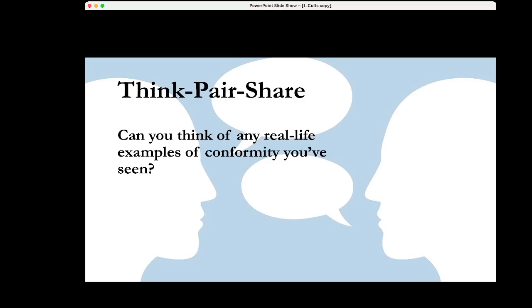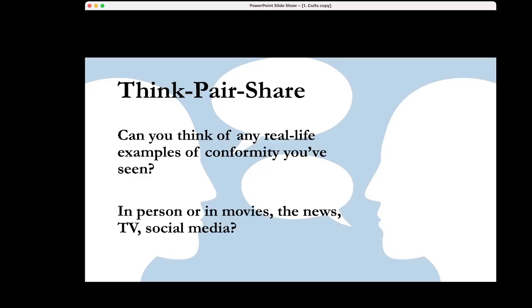All right, think, peer, share. Can they think of any real life examples? I really like trying to tap into what they've seen in the world. That's what we're trying to explain, right? If they see anything in the news or social media, maybe they've seen their own version of the guy on the hill dancing.